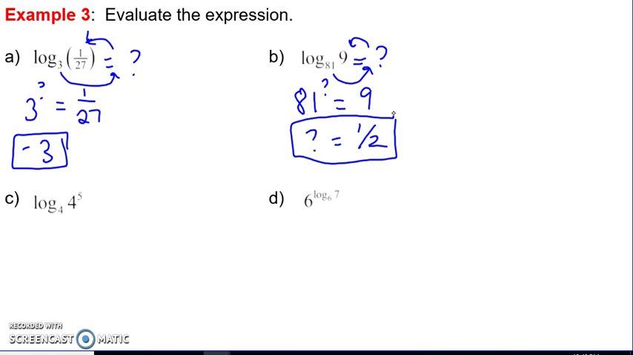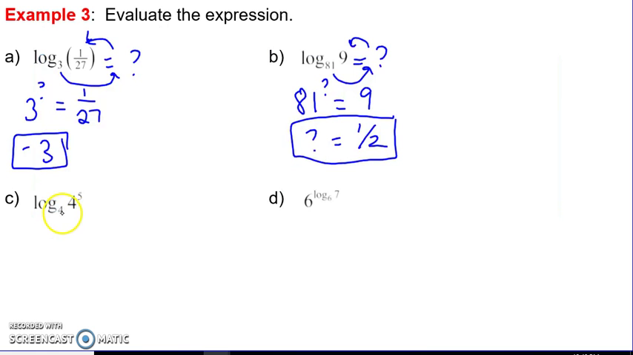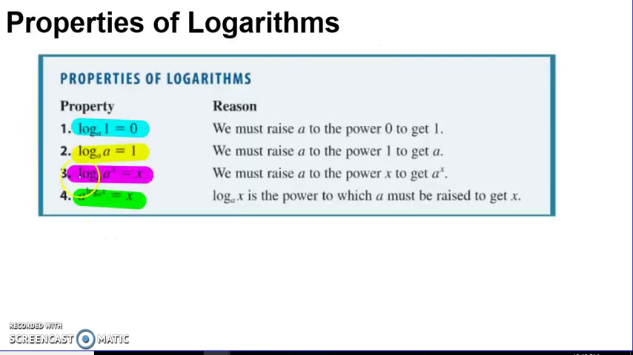Let's look at C. C requires some different rules here. I can look at this to identify my rule from the previous slide. If I go to the previous slide, which rule does this look like? This looks just like rule number 3. So my a value in this case is 4, and then the exponent is going to be 5. So I know that this has to equal my x value, which is 5, based on the rule, which is number 3.